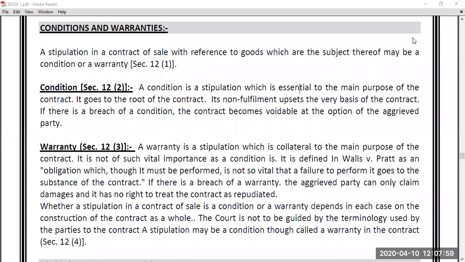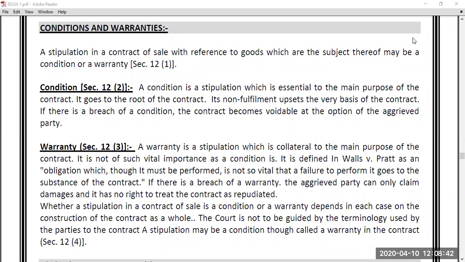But if statement 1 proves wrong, that the necklace contains 22 carat pure gold, and later on it is found that the necklace contains only 18 carat gold, this statement is an essential statement, friends, on which the whole contract is formed. And if it proves wrong, Kareena can return the necklace back to Silpa Jewelers and can claim the whole price. But if the design of the necklace is rare and that statement proves wrong, Kareena cannot return the necklace and cannot claim the whole price back, but she can only claim damages.